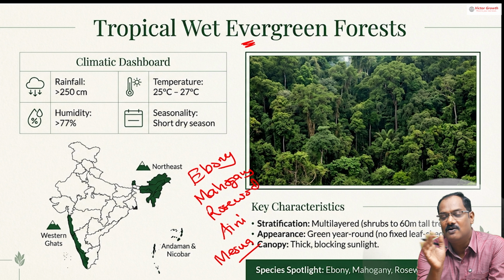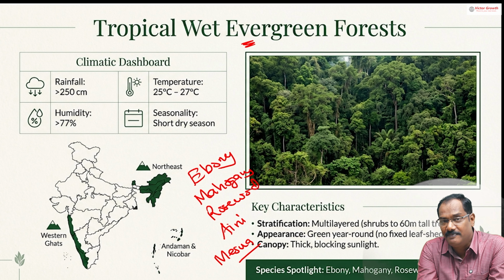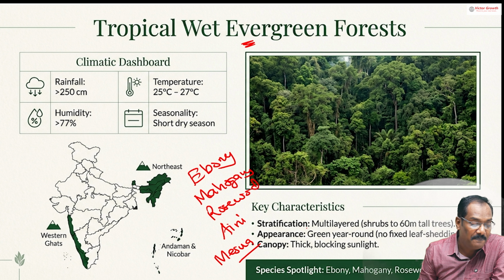Okay, and all trees will not shed simultaneously. Some of the trees will be fruiting, some of the trees will be flowering. So all this will happen simultaneously. There is no definite period for any specific activity for the entire forest. Okay, so where are we getting this?